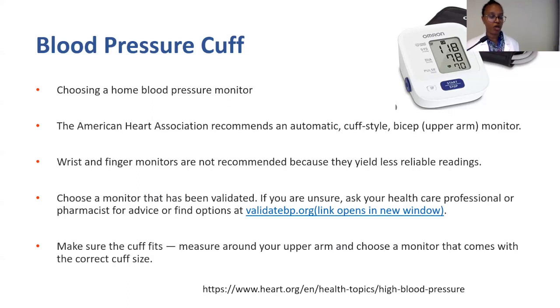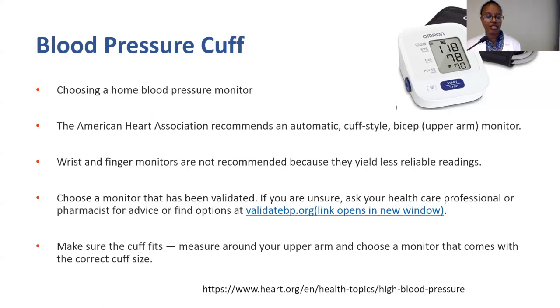So how do you choose a blood pressure cuff? Choosing a home blood pressure monitor, the American Heart Association recommends an automatic cuff style bicep monitor. We do not really like the wrist monitors because they're not as reliable. They tend to underestimate your blood pressure. So you may assume that you're well controlled, but when we check it in the office with a bicep cuff style, it tends to be elevated. So it's important to have the right kind of blood pressure machine at home.